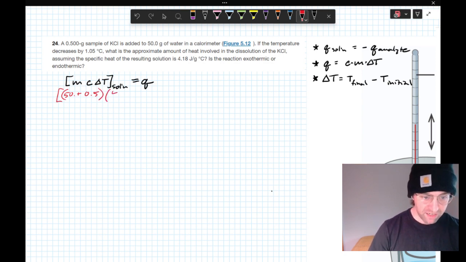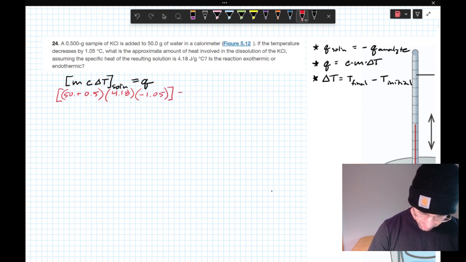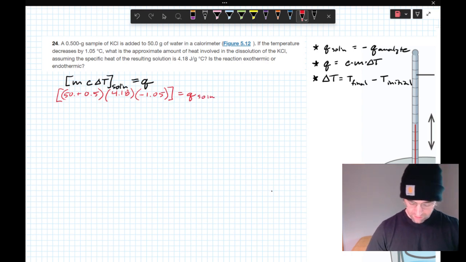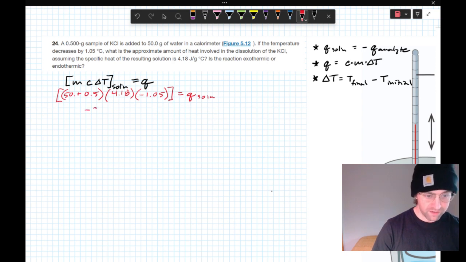We have our specific heat, it's 4.18, and we have a change in temperature, decreases 1.05, so negative 1.05 equals Q solution. And if we run that, we should get negative 221.64 joules.